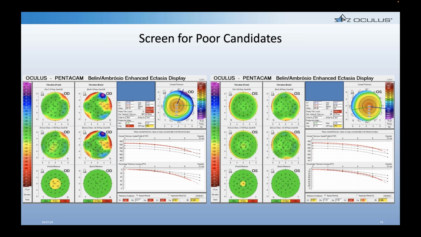And again, this is just that same patient we just looked at, put through the enhanced ectasia display, and we do see some kind of caution flags even showing up here that this patient might be a concern for having keratoconus. So just something that we would otherwise not detect without this tomographical data that we get with our Pentacam.